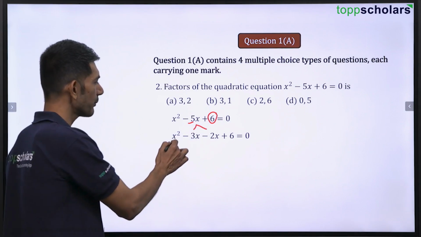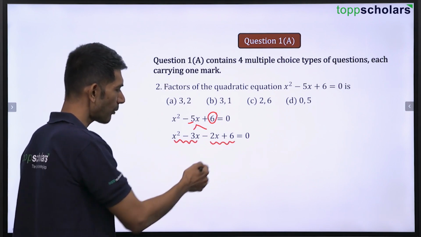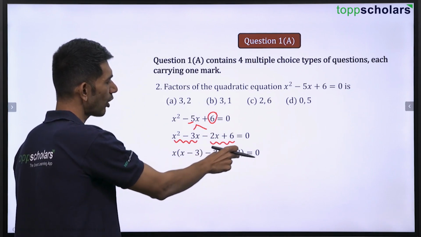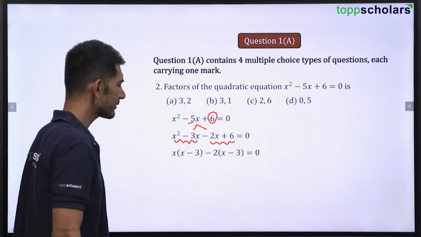Easy. Now from here, you take something common, that is x. From here, you take minus 2 common and solve it further. So this becomes x minus 3. This becomes 2 common, x minus 3. Actually, minus 2 is common, x minus 3. So you get x minus 3, x minus 2.